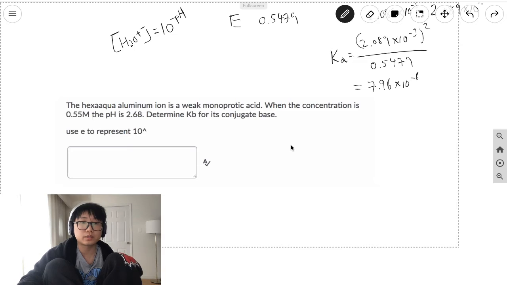Oh, if you looked at question number 4, it gave you the answer actually. Yeah, that's okay. But I mean, this problem will most likely show up as, hey, what's the Ka of this unknown acid?